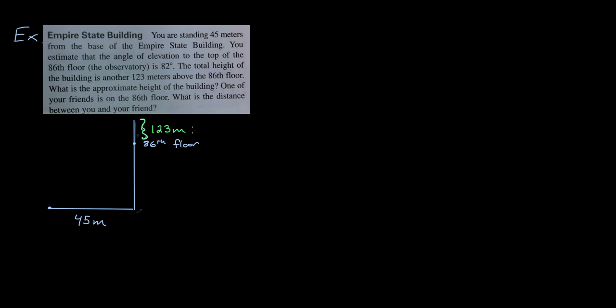The angle of elevation to the top of the 86th floor. So I go to the 86th floor, right? So here's my line of sight. I'm going to do this one in white. Boom. There it is. Sweet. We are trying to find the distance between me and my buddy who is on the 86th floor, right? All right.